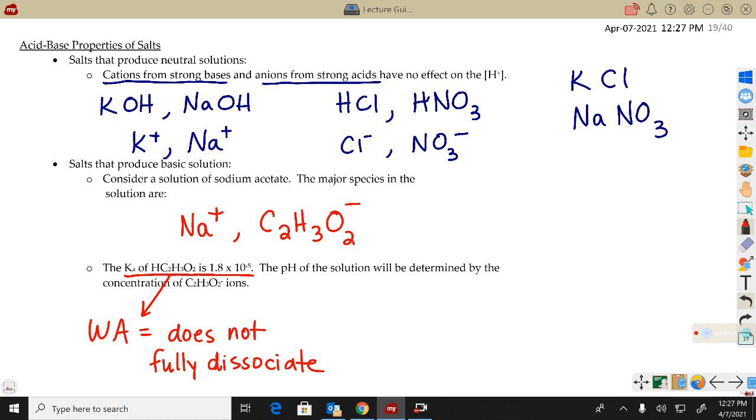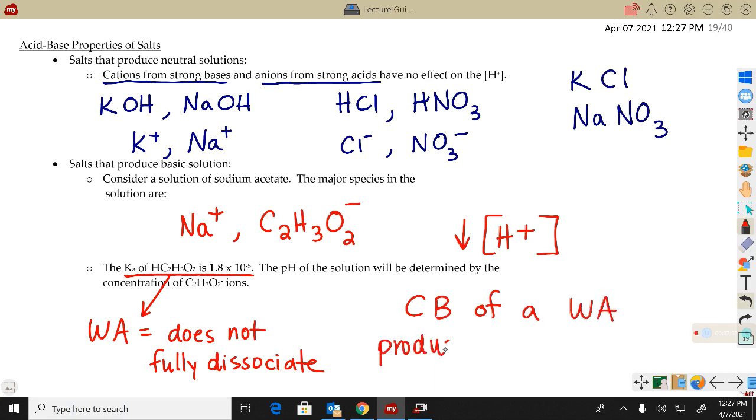Oh, if that hydrogen ion concentration is reduced, reduce the hydrogen concentration, then the solution becomes basic if we remove hydrogen ions. And so what you'll find is if you have the conjugate base of a weak acid, you'll get a basic solution.